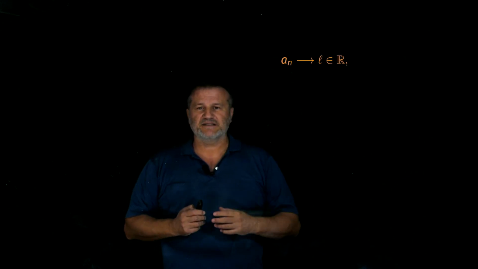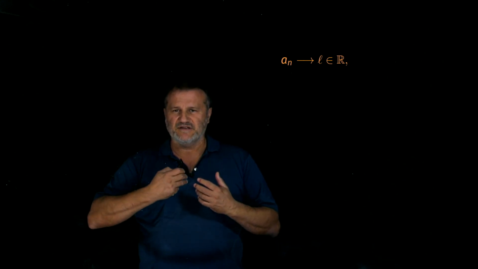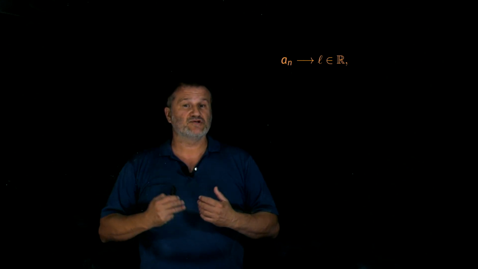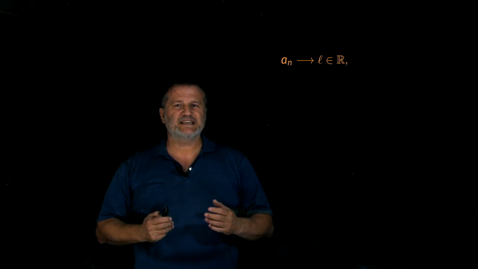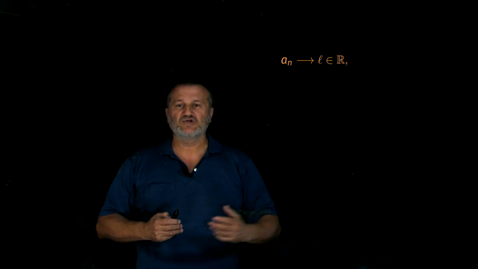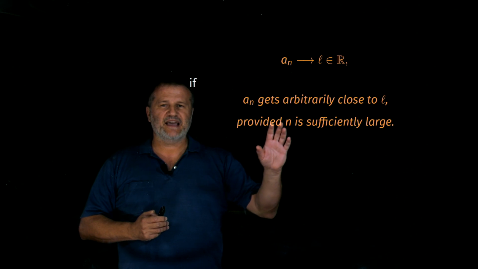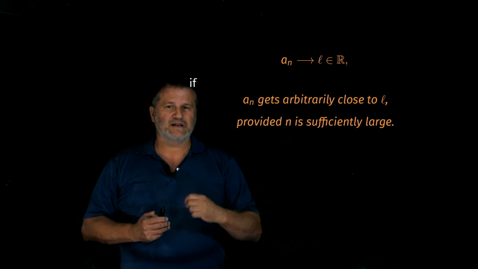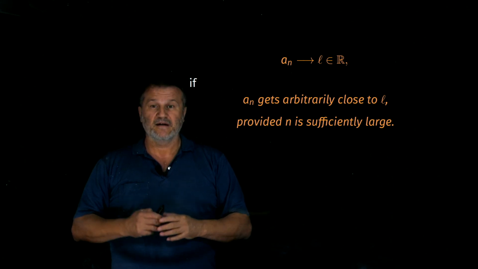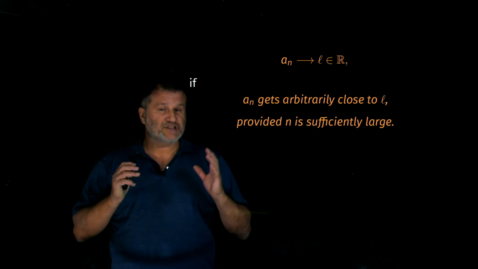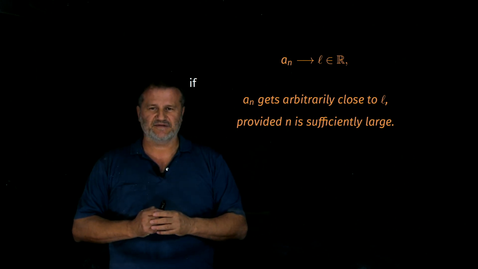So let a_n be a sequence of real numbers, and we want to give a definition to this: a_n goes to L when n goes to plus infinity. Intuitively, the idea is very simple. We say that a_n goes to L when n goes to plus infinity, with L here a finite value, if a_n gets arbitrarily close to the limit L, provided n is sufficiently large. The challenging part is to transform this informal idea into a precise definition.